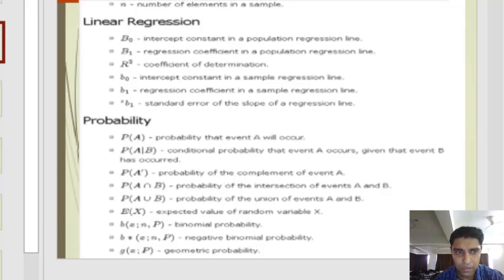Next statistical notation is probability. P(A) is for probability that event A will occur. P(A|B) is conditional probability that event A occurs given that event B has occurred. A dash is probability of complement of event A. P(A intersection B) is probability of intersection of events A and B. P(A union B) is for probability of union of events A and B. E(X) is expected value of random variable X. b(x; n, P) is for binomial probability, b*(x; n, P) for negative binomial probability, and g(x; P) for geometric probability.